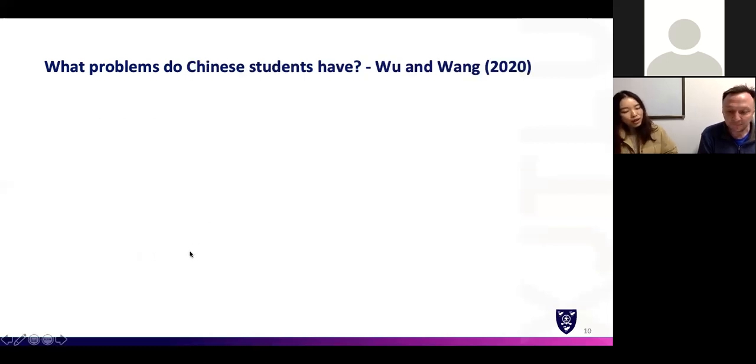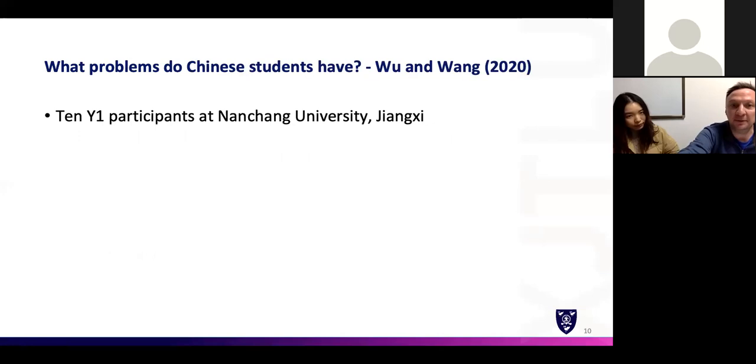Okay, so now Mark will introduce one of the studies we'll look at for the common problems our Chinese students have, because they're the majority student group at XJTLU. So we found this paper from Wu and Wang. It was a little bit problematic, but nonetheless, it has some interesting findings.